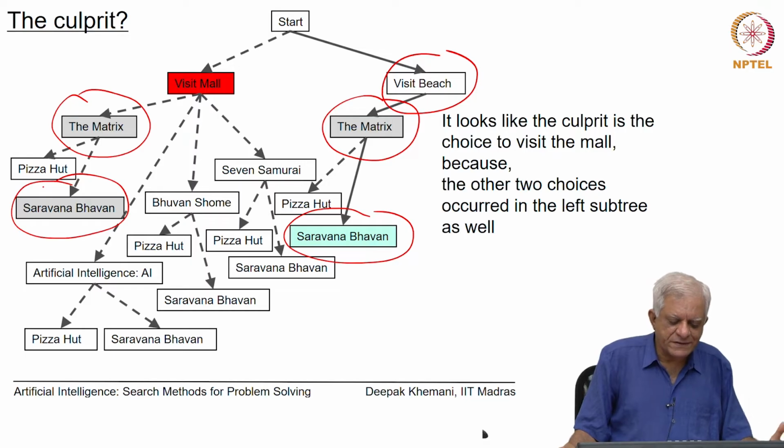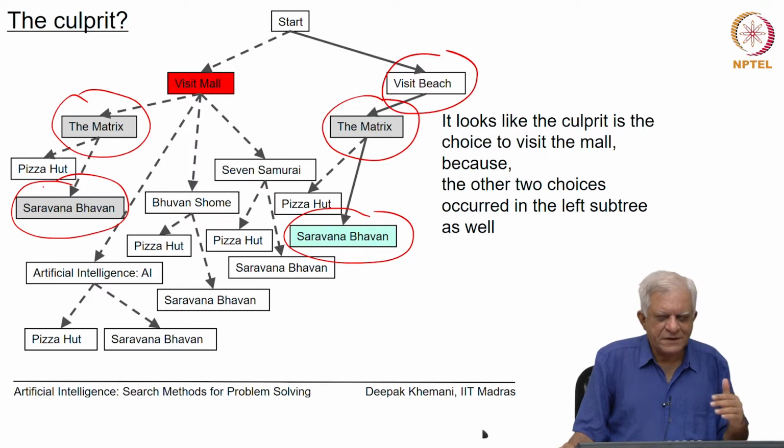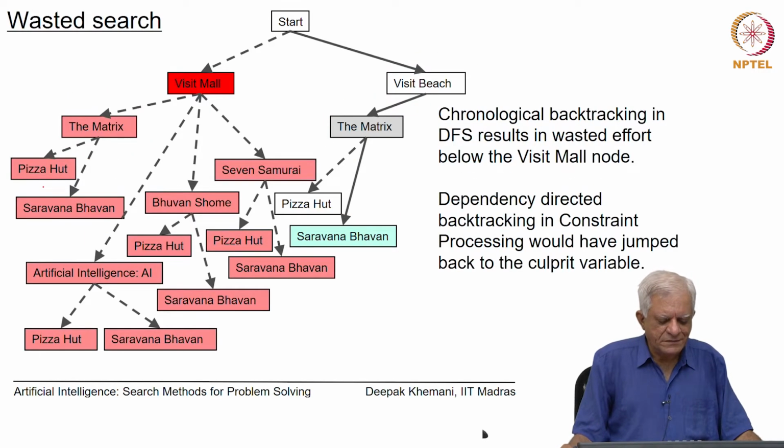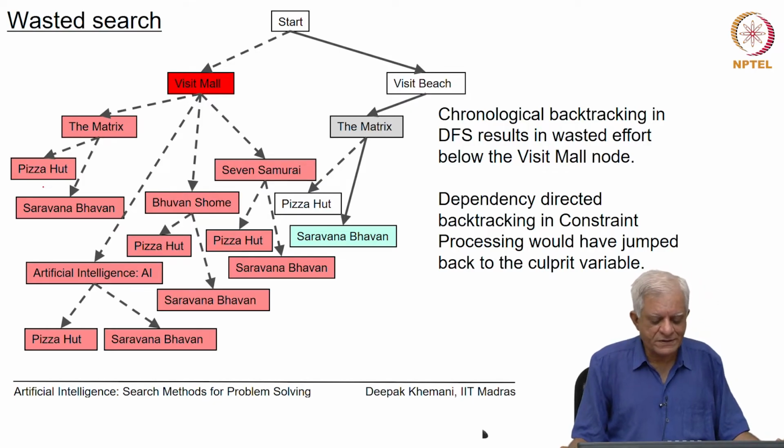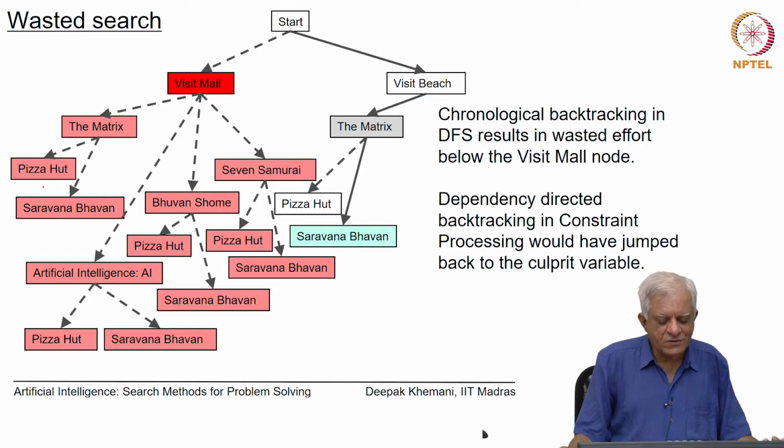So, maybe that is a culprit, but searching the space using depth first search does not allow you to identify that. In fact, this entire search tree that you see on the left hand side colored in reddish color is a waste of effort, because having chosen the mall, if the mall is a culprit choice, then whatever you do subsequently is not going to lead to your solution essentially.